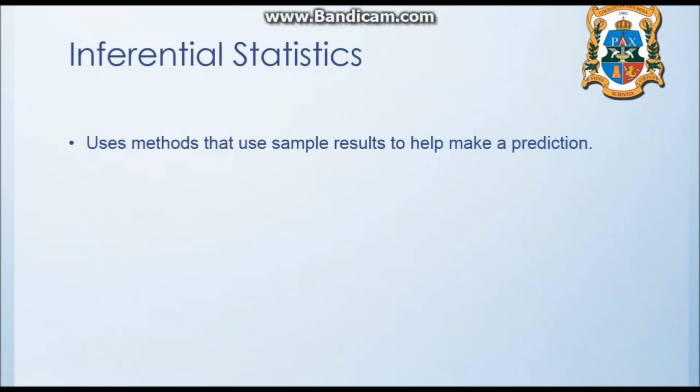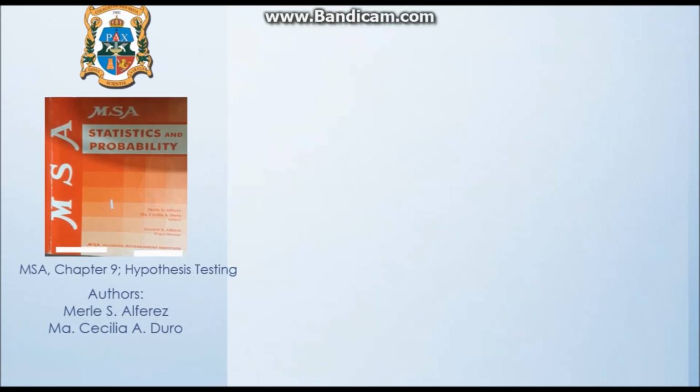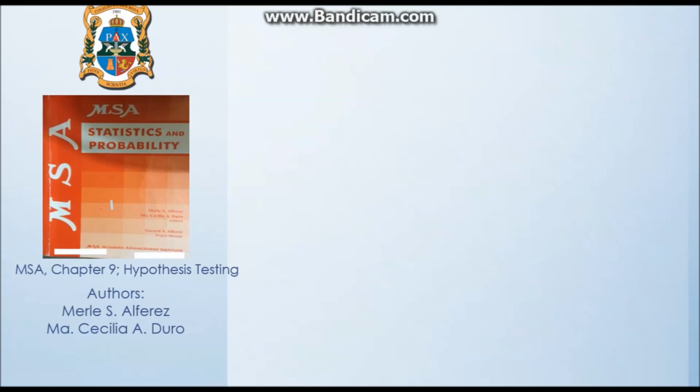Inferential statistics uses methods that use sample results to help make a prediction. This also works with generating a hypothesis or an inference. So for our example for inferential statistics, it was derived from MSA Chapter 9, Hypothesis Testing.